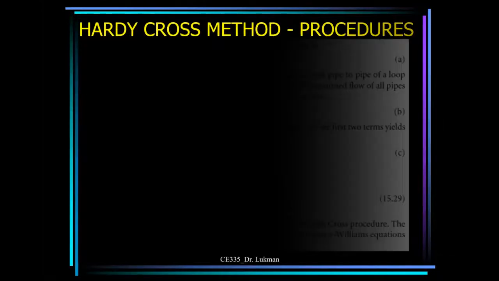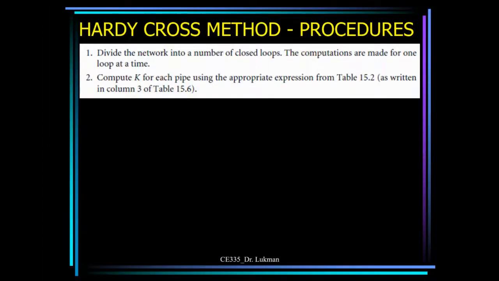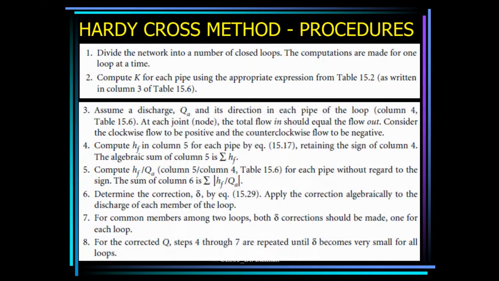So now, what are the procedures for the Hydrocross method? You divide the network into a number of closed loops, and the computations are made for one loop at a time, one loop at a time. You compute K for each pipe using the appropriate expression in the table I have just shown, and then you assume a discharge QA and its direction in each pipe of the loop.